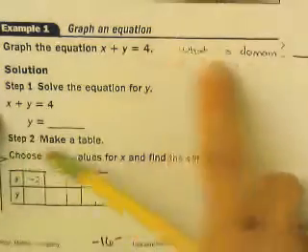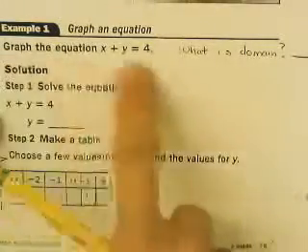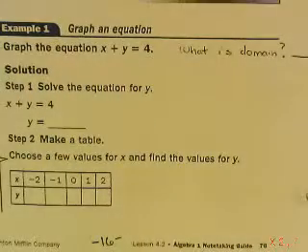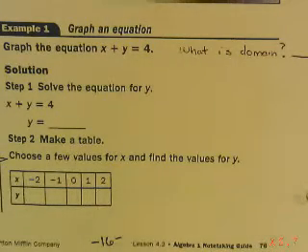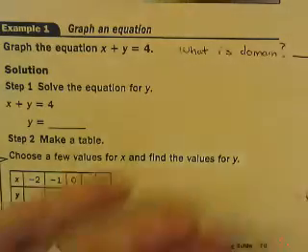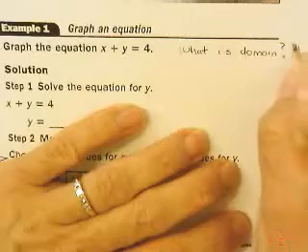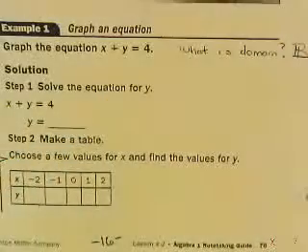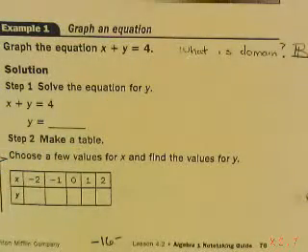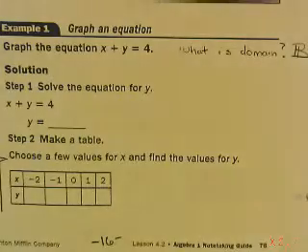Now, first, let's think about what is the domain. The domain are our possible x values. Well, when you are not given a domain, when you're just given an equation, you assume your domain is all real numbers. So in this case, our domain is all real numbers.